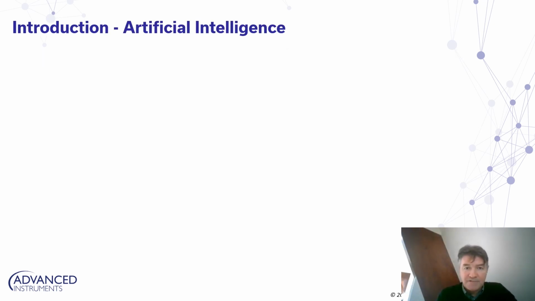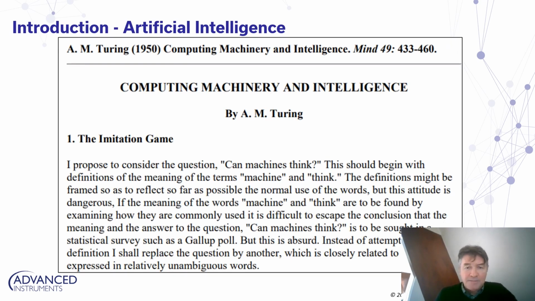So what is artificial intelligence? The concept has been around for a long time, and in fact, in this 1950 paper by Alan Turing, the concept of artificial intelligence is implied, and he suggests a game called the imitation game, where a human is tasked with identifying whether another entity is human or machine.